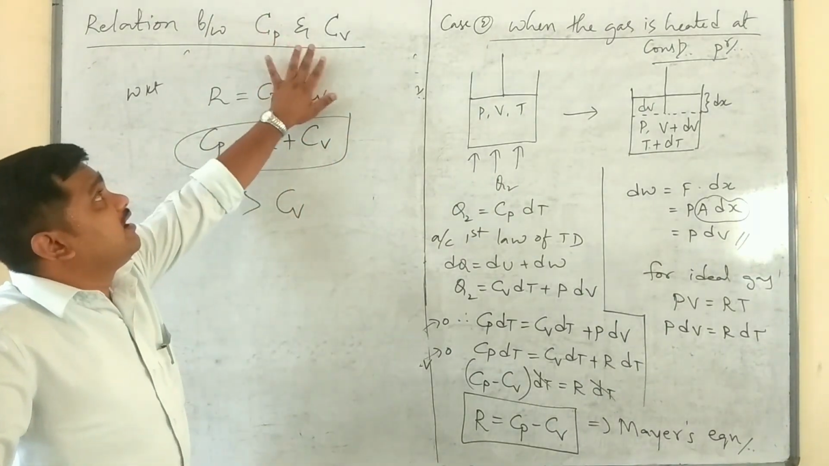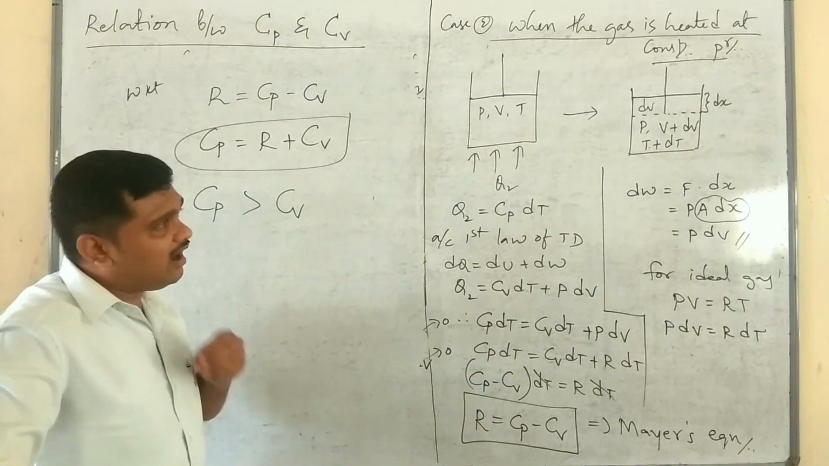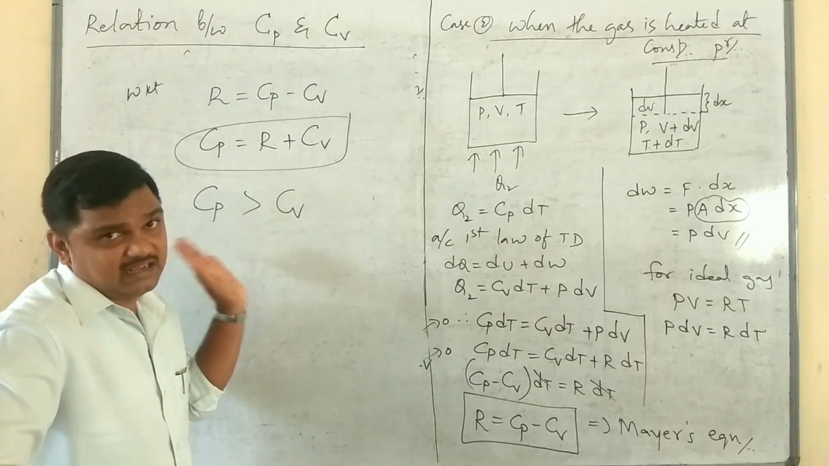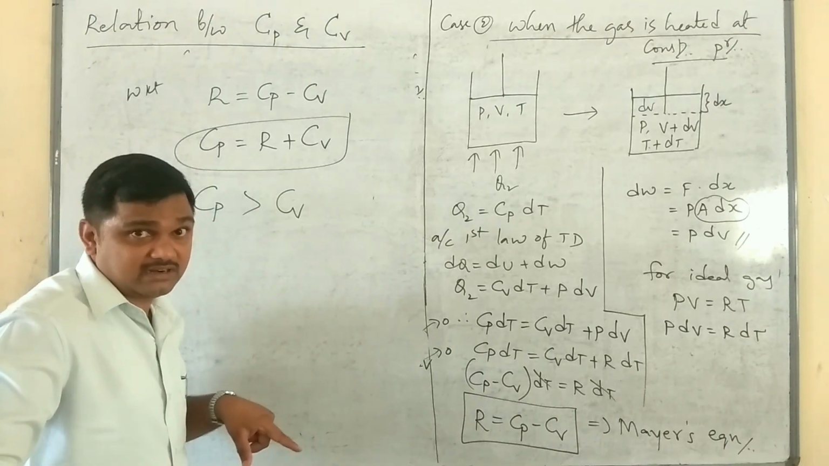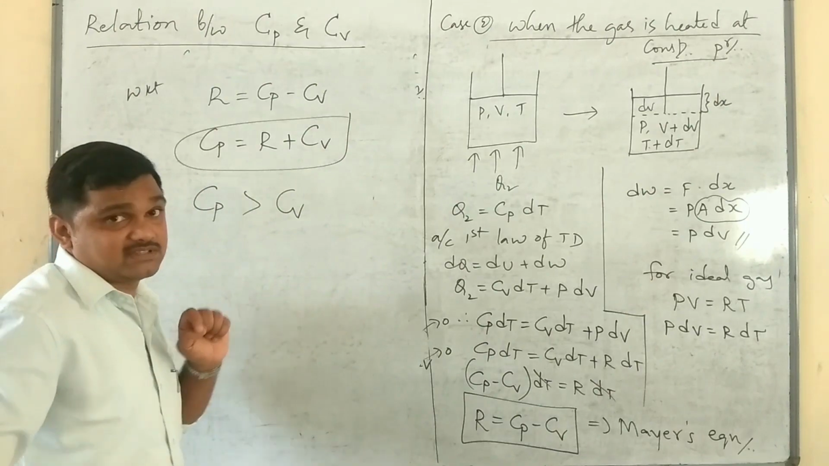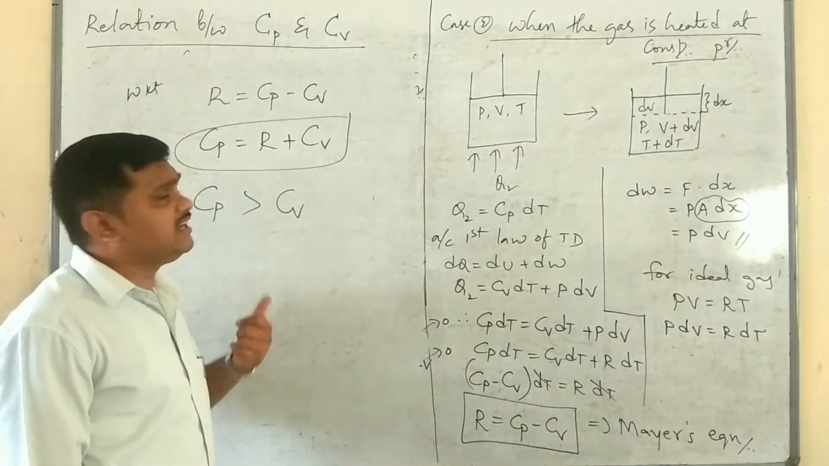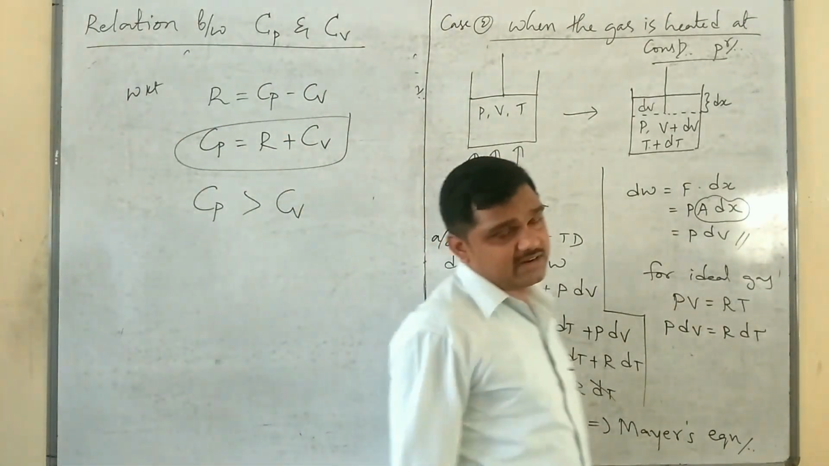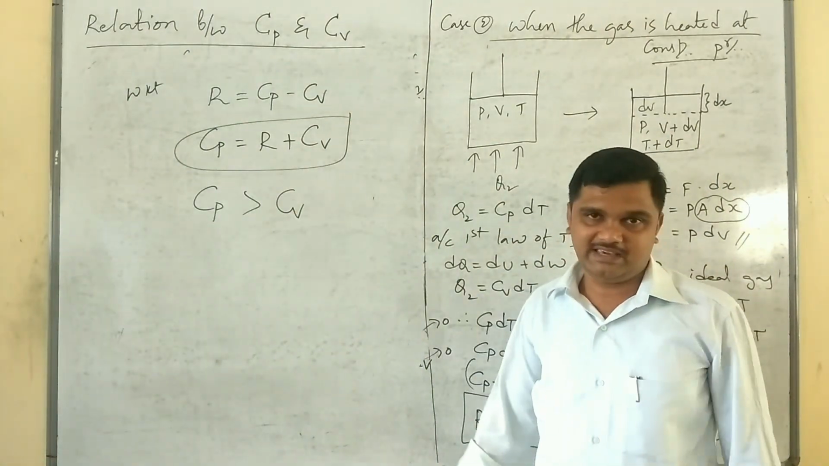Whenever a gas is heated at a constant volume, all the heat energy will be used to increase the internal energy, that's it. But when we heat the same gas at constant pressure, the heat energy we have supplied will be used for two purposes. Part of the energy is used to increase the internal energy, and the remaining part is used to do some external work. Hence, Cp is always greater than Cv.